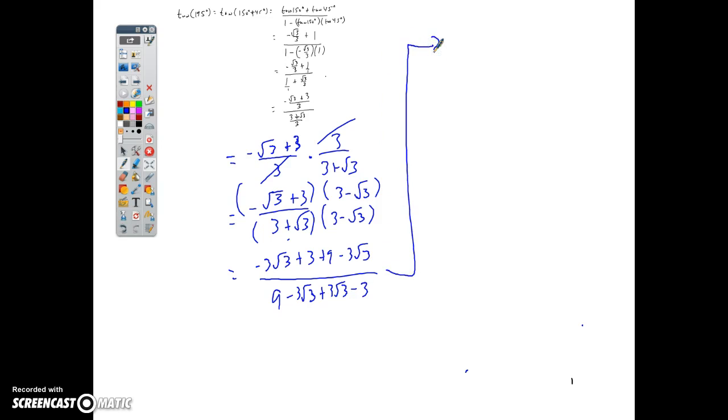Combine like terms. I got 12 minus 6 root 3s.